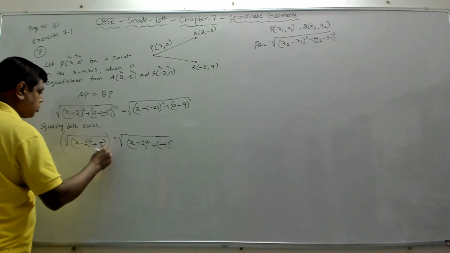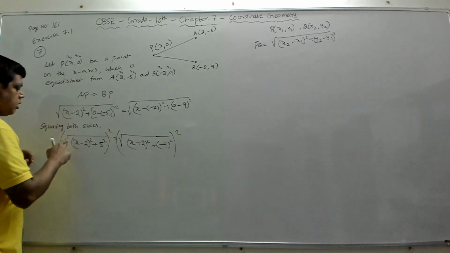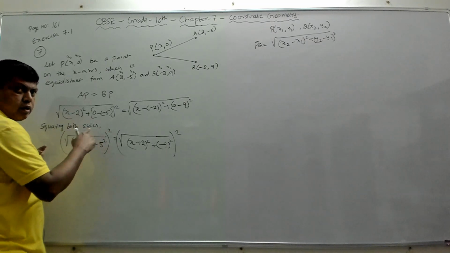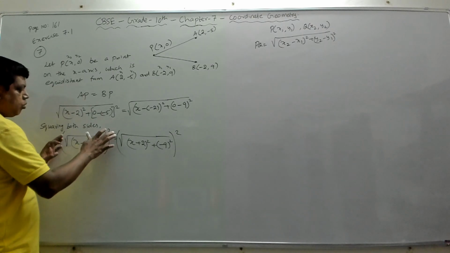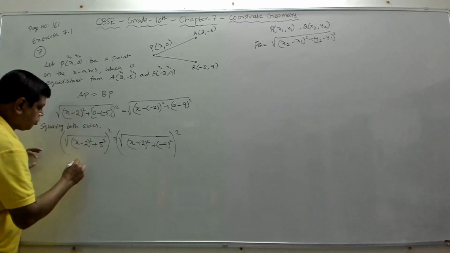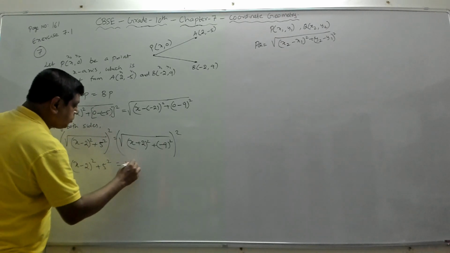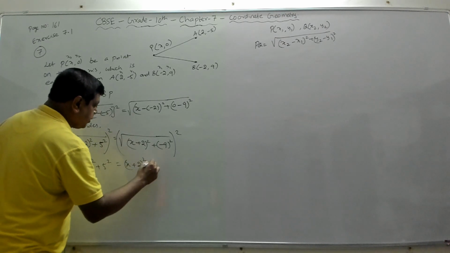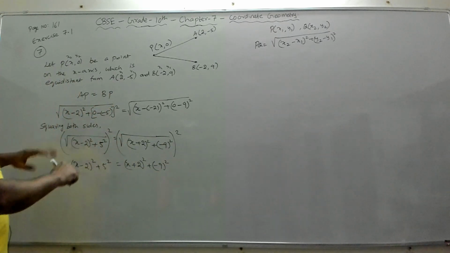And we have to put this whole square. That is squaring both sides. Whole square here, whole square here. Now the root and square will go. Once you square a term with the square root, the root of this whole square is only this. So we get only (x minus 2) the whole square plus 5 square equal to (x plus 2) the whole square plus (minus 9) the whole square. And the root will be gone from both.